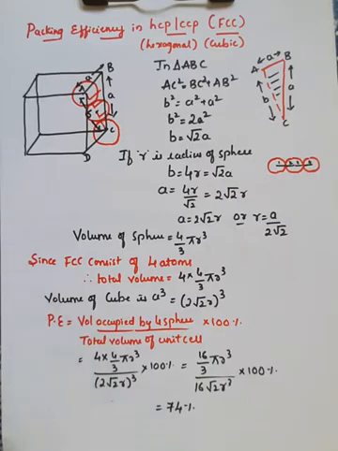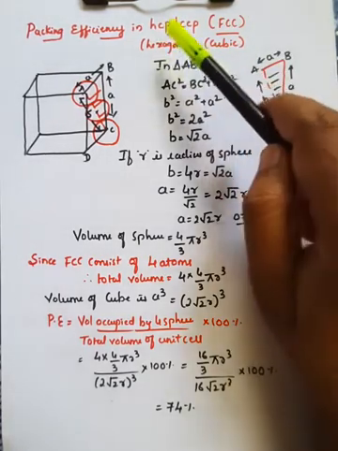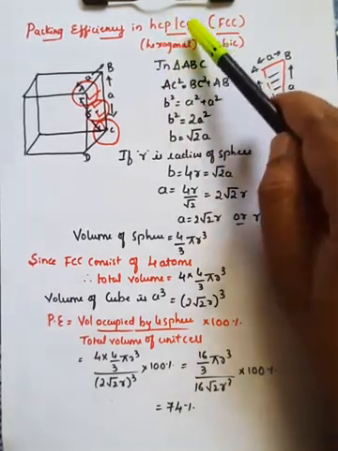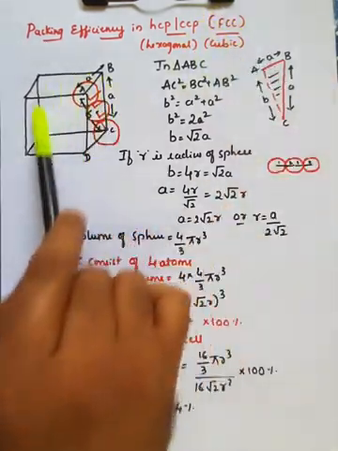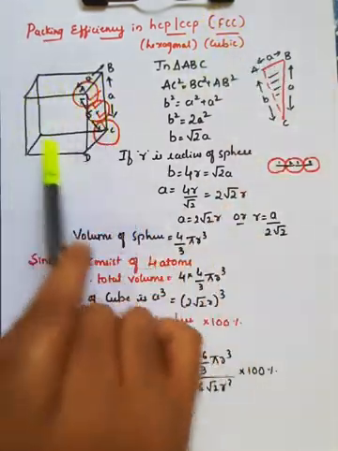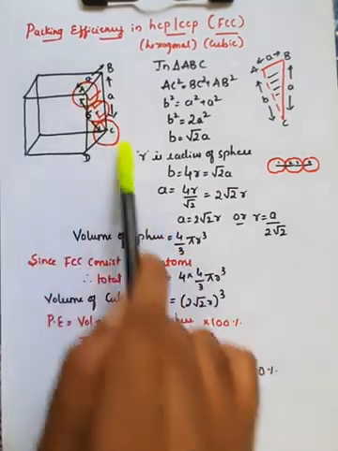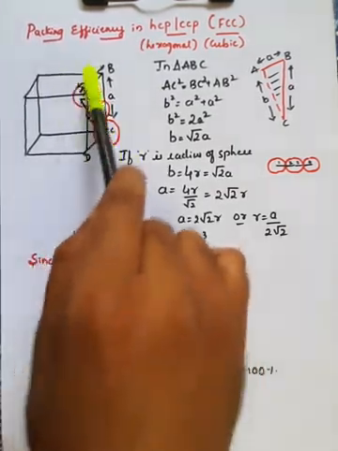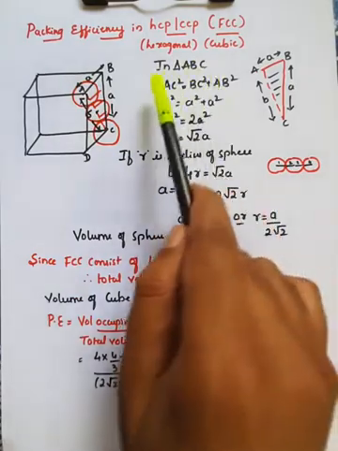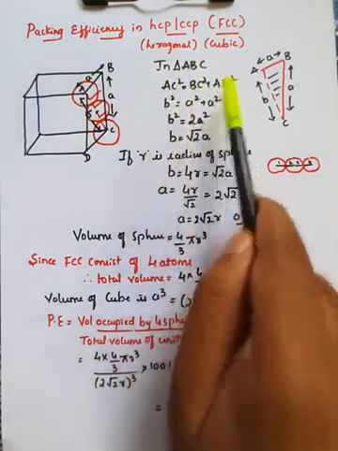Once again I will explain. Similar to the simple cube, you also calculate the packing efficiency in case of HCP as well as CCP, also known as FCC. HCP means hexagonal close packing, or you can also call it cubic close packing. In case of FCC, one atom will be at the face center and these are the diagonals. According to the Pythagoras theorem, in triangle ABC, AC square is equal to BC square plus AB square.